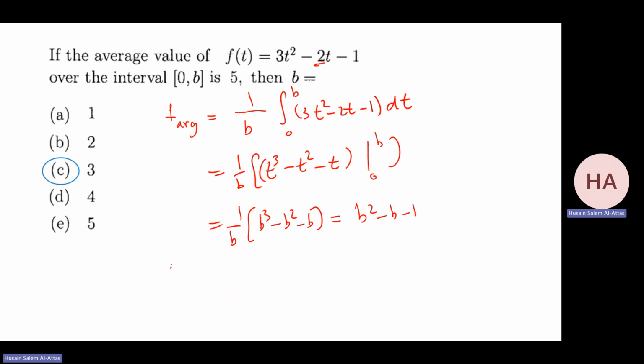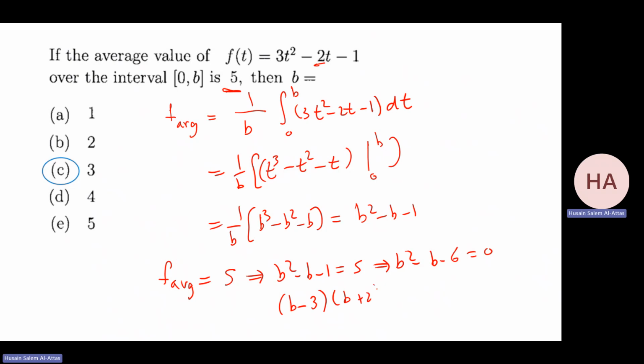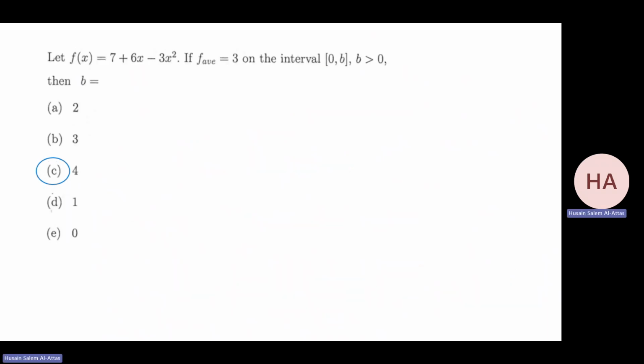That's f average. F average should equal what? 5. That b squared minus b minus 1 is equal to 5. So I have b squared minus b minus 6 equal to 0. Factor: b minus 3 times b plus 2. So I have b equals 3 or b equals minus 2. This I will not take. I will take only this one, because of the interval, b should be positive, greater than 0.